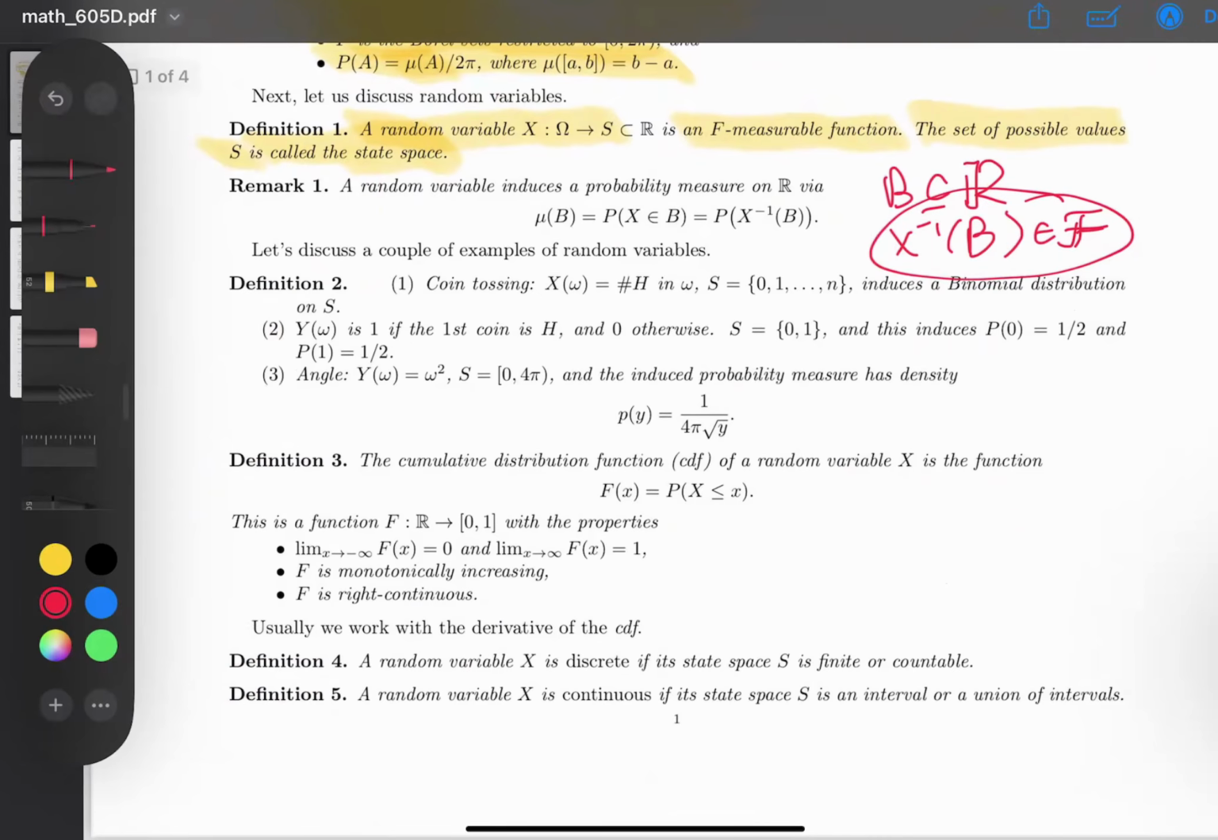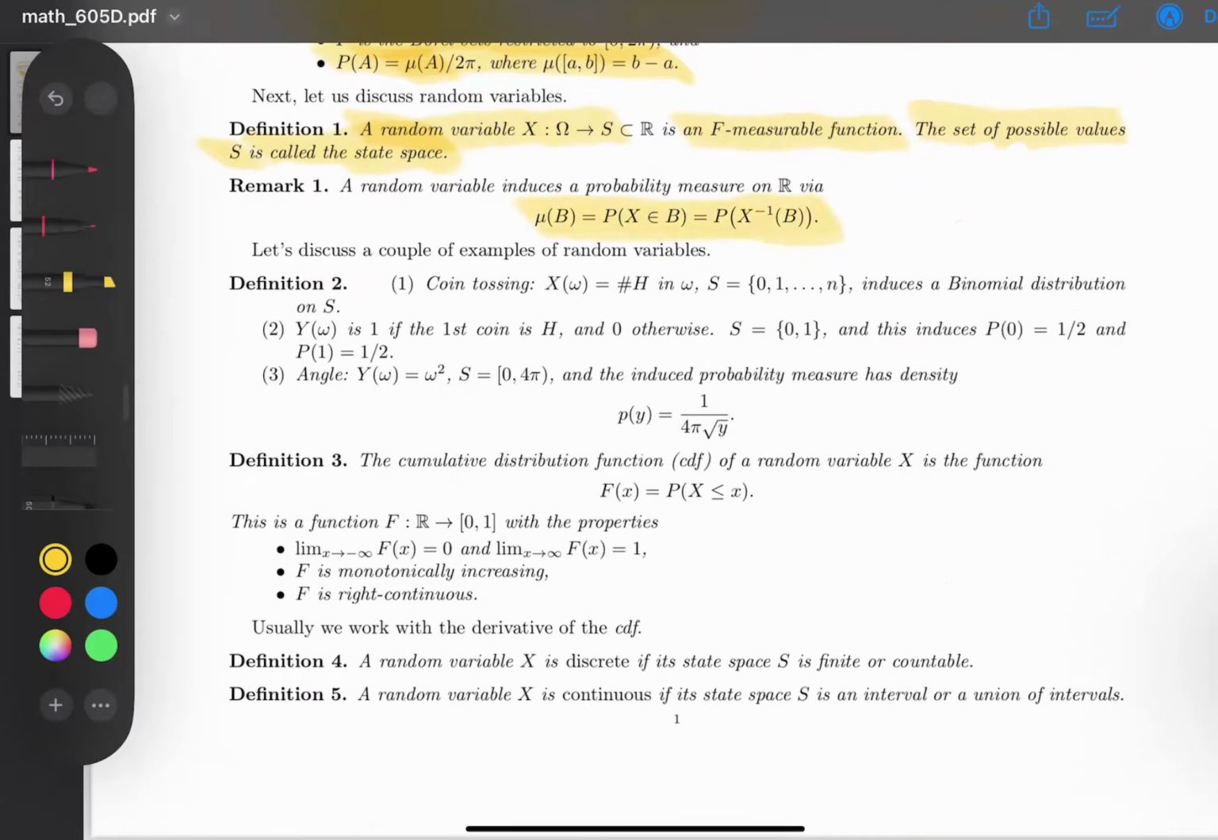One of the remarks that we also mentioned is that a random variable induces a probability measure on R. That means that whenever we have a random variable, using this random variable, we can define a probability measure on the real line. And we're defining it in the following way. We're going to say that we have the probability measure of some set B as we take the pre-image of this set B and compute the probability that we already have in our sample space over here.